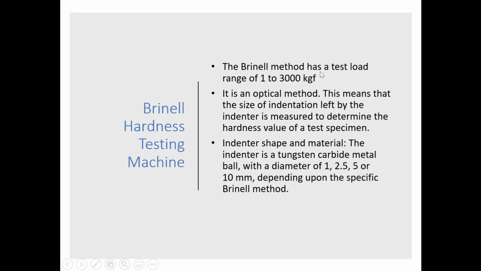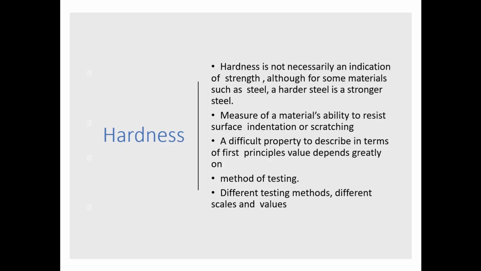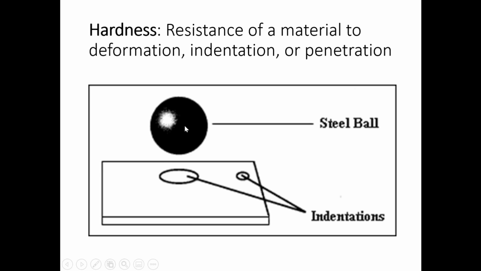In the Brinell method, it has a test load range of 1 to 300 kgf. It is an optical method. This means that the size of the indentation left by the indenter is measured to determine the hardness value of the test specimen. If you observe this figure, this is a steel ball which is the indenter in the case of Brinell, and the diameter of the indentation that has been generated is measured in order to determine the hardness of this material.